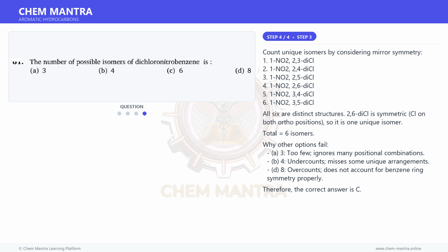All 6 are distinct structures. 2,6-DCl is symmetric, Cl on both ortho positions, so it is one unique isomer. Total is equal to 6 isomers.